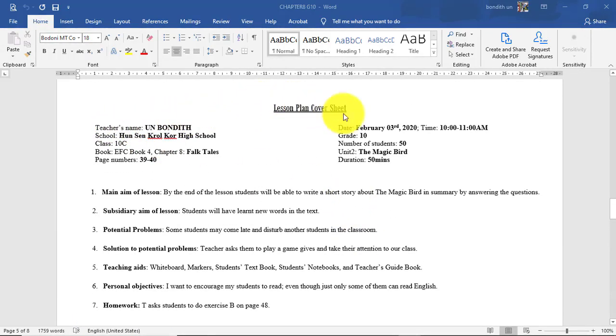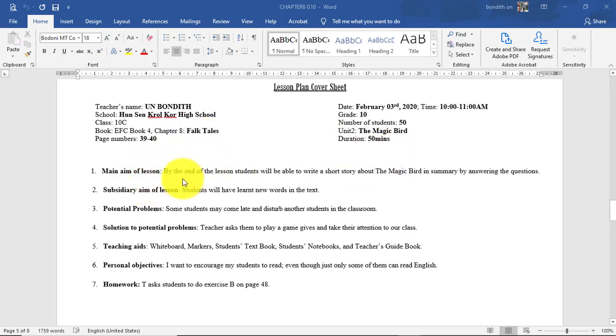What I need to complete is already the teacher's name, Bandit, the school name, class, book, page number, date, grade, and number of students. The topic is the magic word, duration 50 minutes. The main aim of the lesson: by the end of the lesson, students will be able to write a short story about the magic word in summary by answering the questions. The subsidiary aim: students will have learned new words.